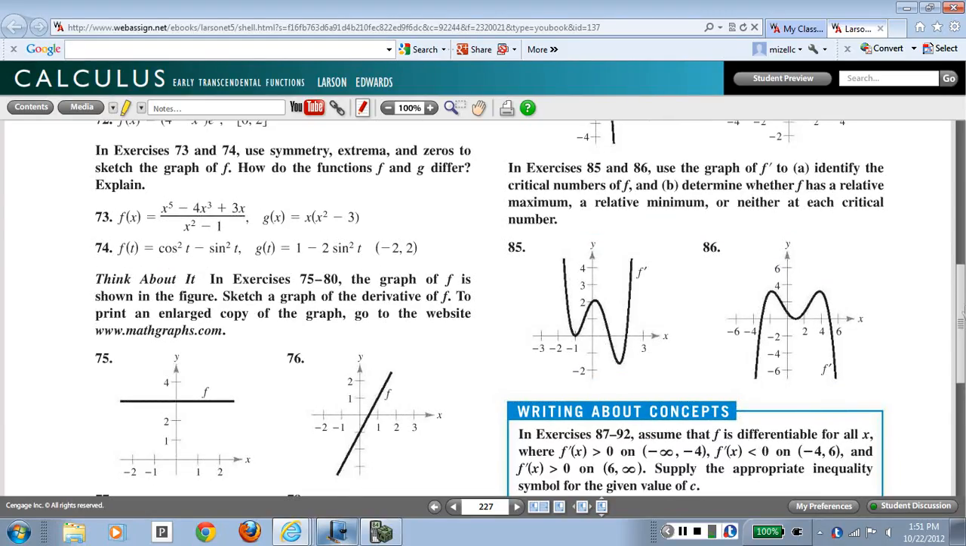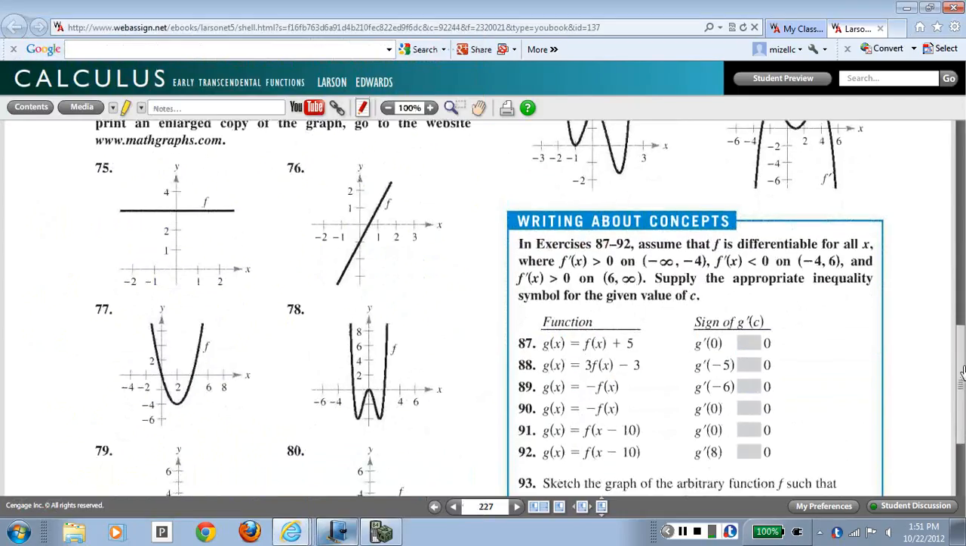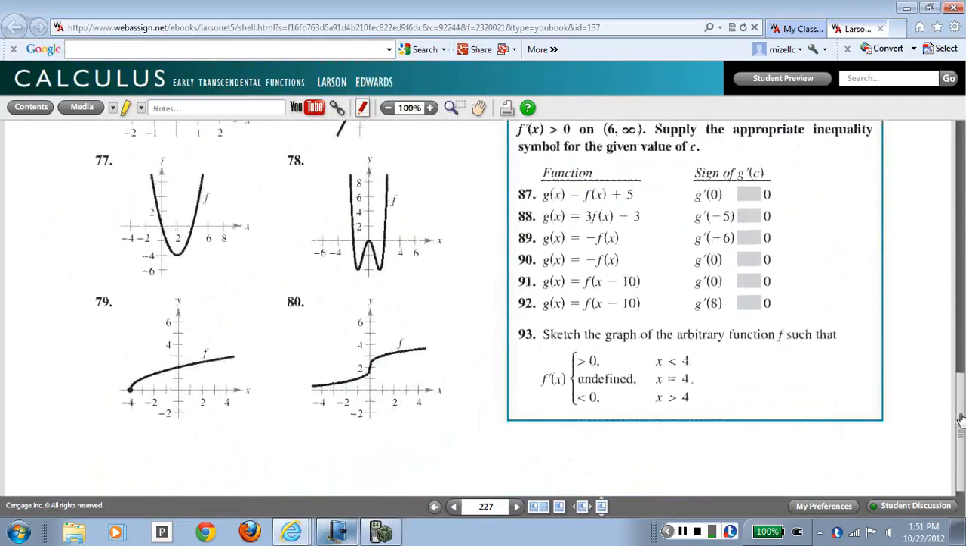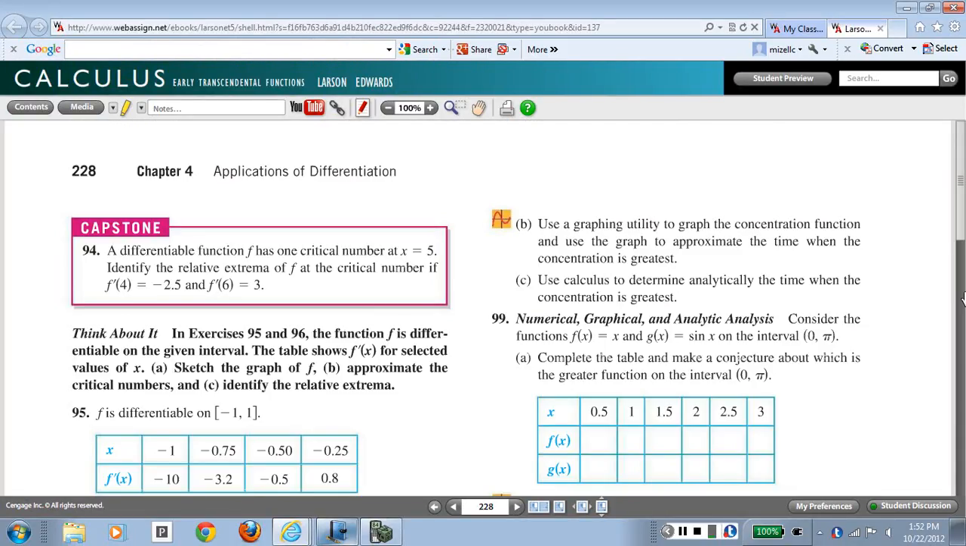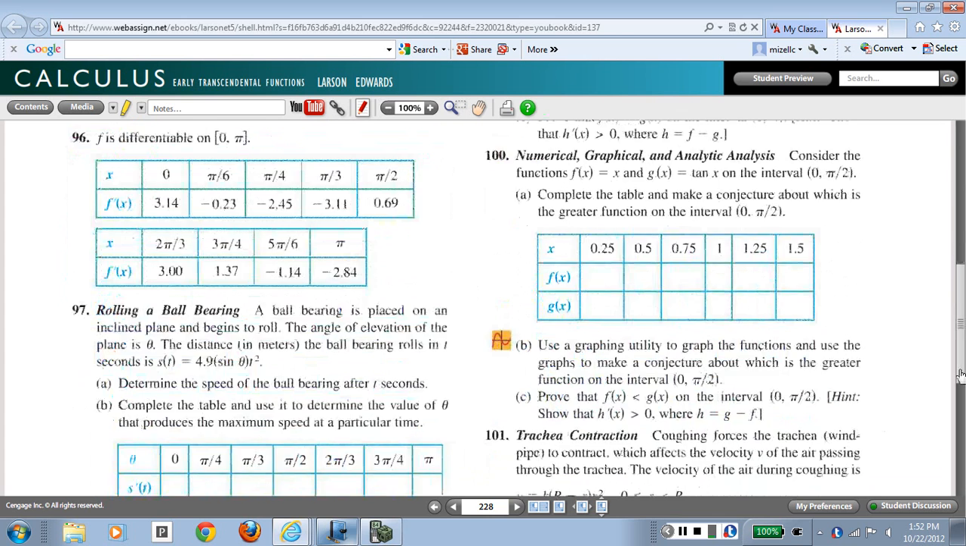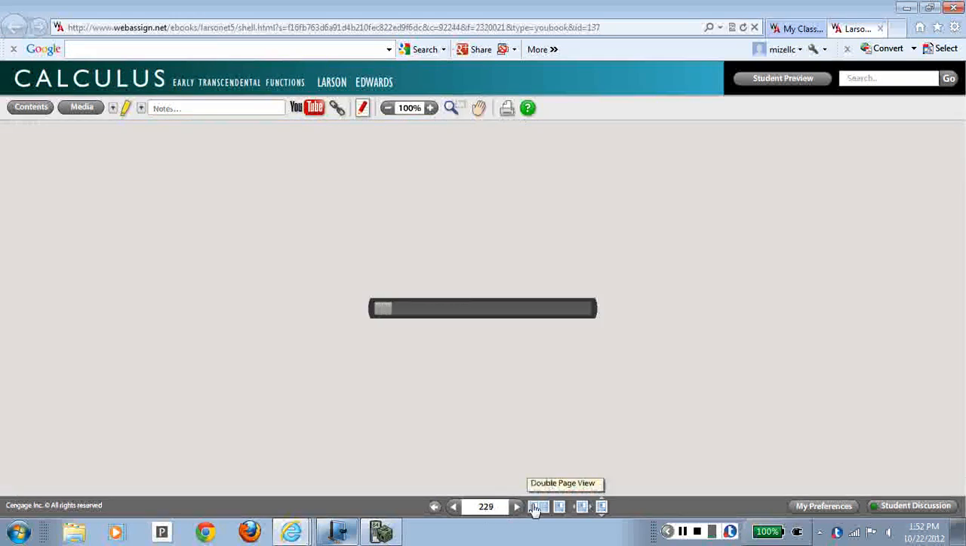85. Use the graph of f prime to identify critical numbers. That's just like the problem we finished. 85 is a fantastic one and virtually guaranteed to have something like that on the test. 85. Conceptual stuff there is good. That should be plenty.